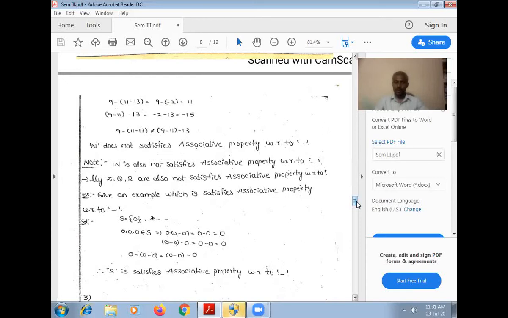That implies 0 minus (0 minus 0) equals 0. This is the LHS value. And the right side value is (0 minus 0) minus 0, which is also 0. So that's why I am saying the LHS and RHS values are both the same, because S has only the 0 value. So S satisfies the associative property with respect to minus.